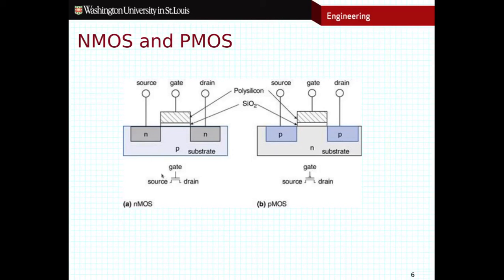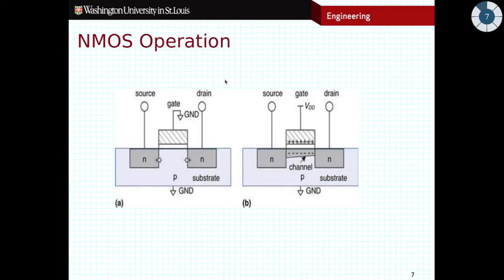So now that we know the pieces of the transistor, how do they actually work? Well, let's take a look at the operation of the NMOS transistor. Remember, for the NMOS, the switch is on if there's a voltage applied at the gate, and it's off if ground is applied at the gate. So here on the left side, we see the gate is connected to ground. Ground is represented by this little empty triangle here. So the gate is connected to ground.